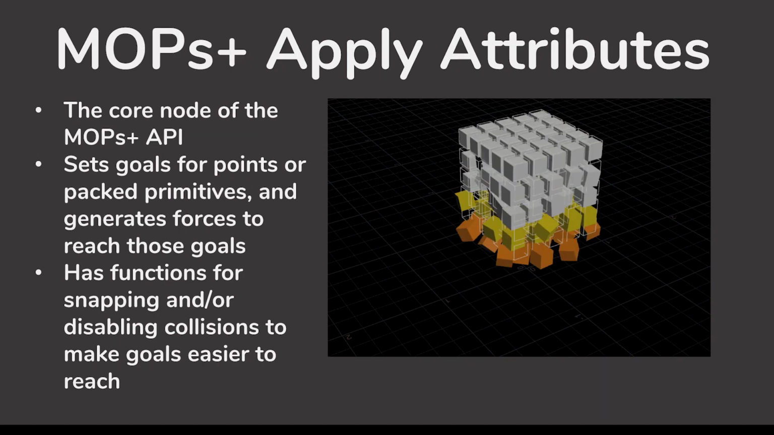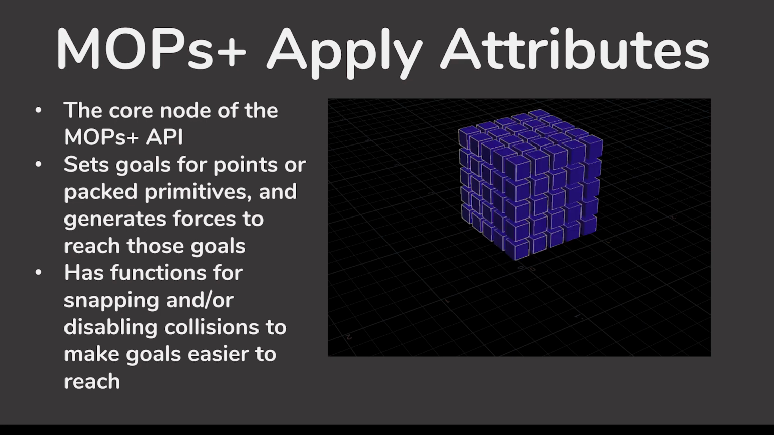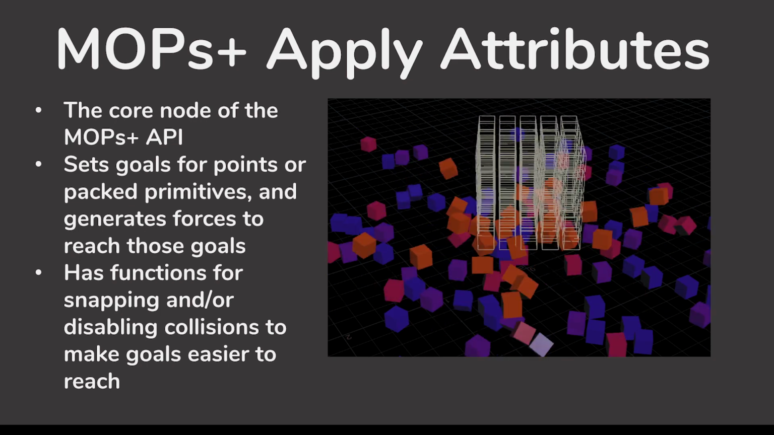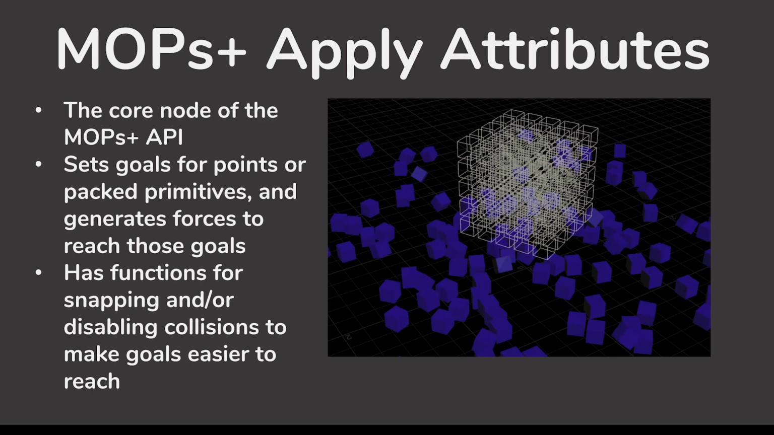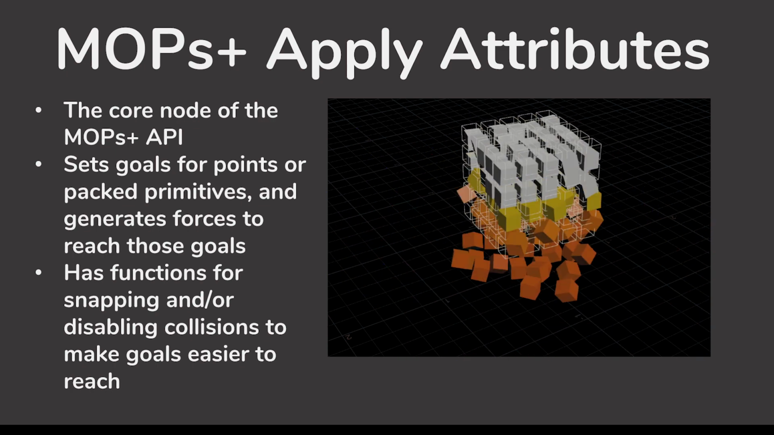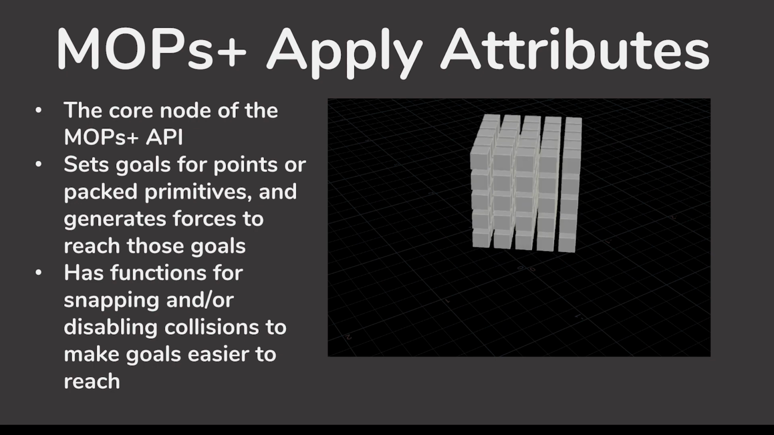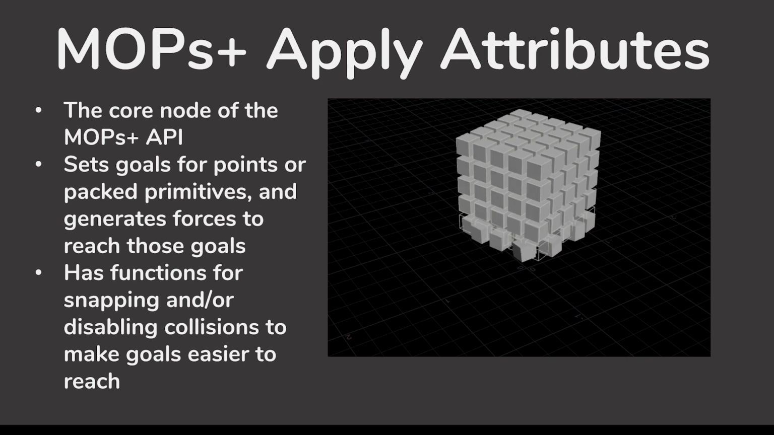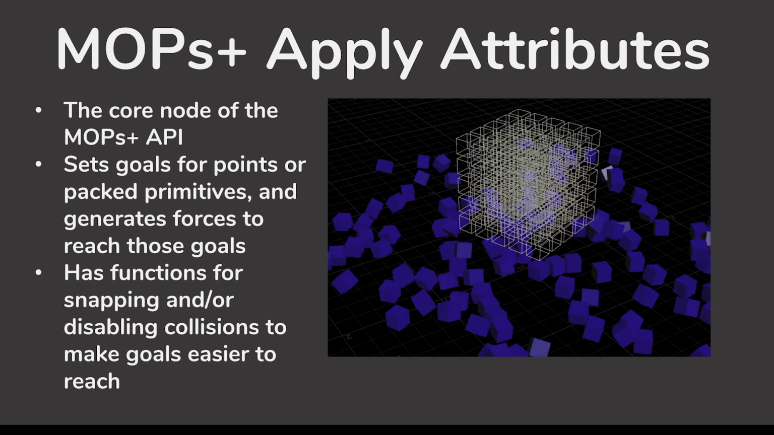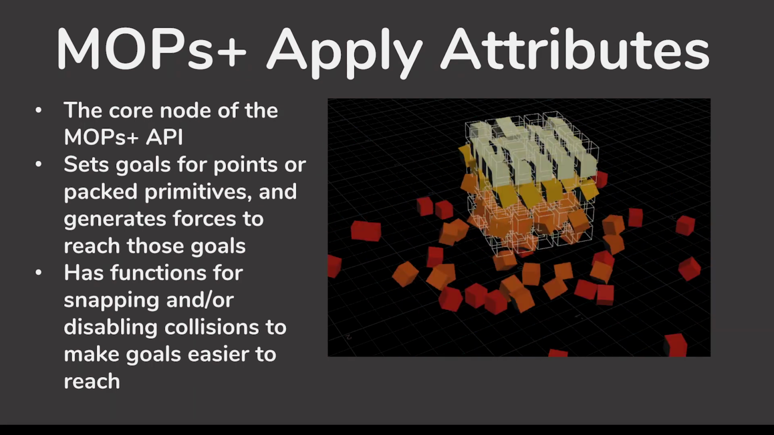Most of the MOPsDOP system is powered by one central node, the MOPs Apply Attributes DOP. This serves a very similar function to the MOPs Apply Attributes SOP from the open source MOPs package. You define goal attributes in a falloff, and Apply Attributes will blend transforms to reach those goals. With the Apply Attributes DOP, you're still defining goal transforms in a falloff, but you also get to choose how you want the solver to reach those goals.